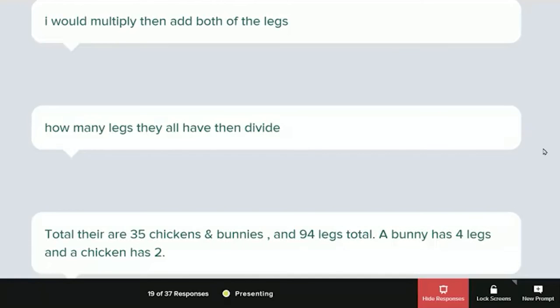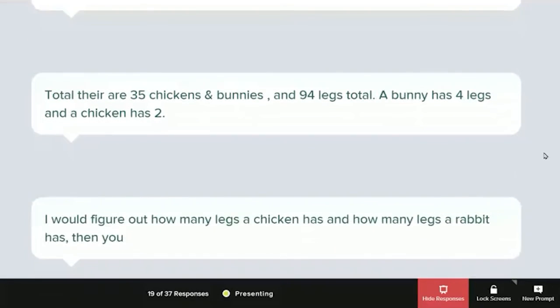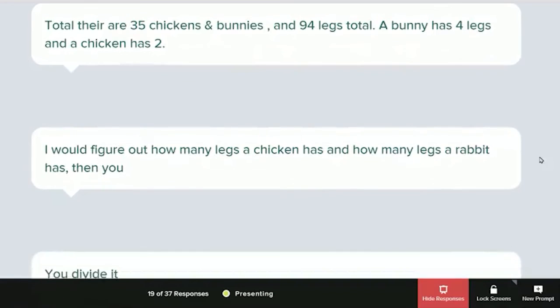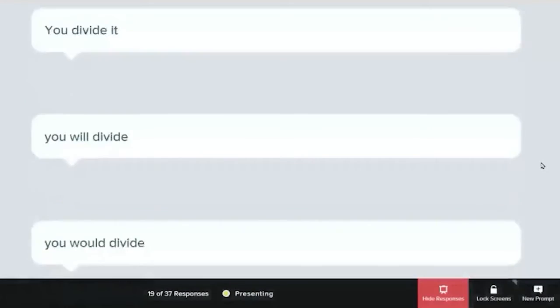I would multiply, then add both of the legs. How many legs they all have, then divide. Total there are 35, and then a bunny has 4 legs and the chicken has 2. Okay, yes, you're right. But what's next? I would figure out how many legs a chicken has and how many legs a rabbit has, and then what do you do?